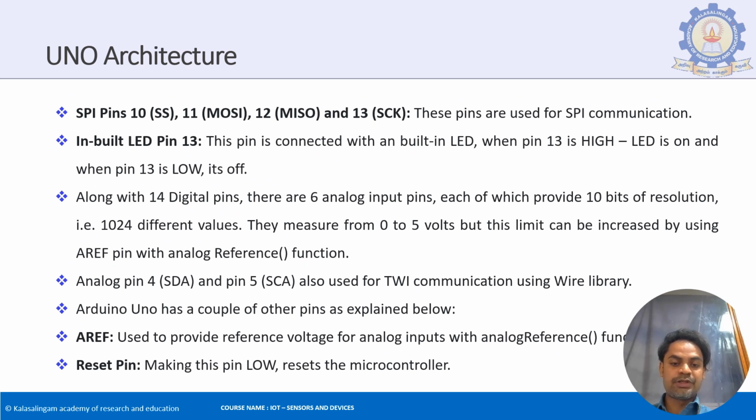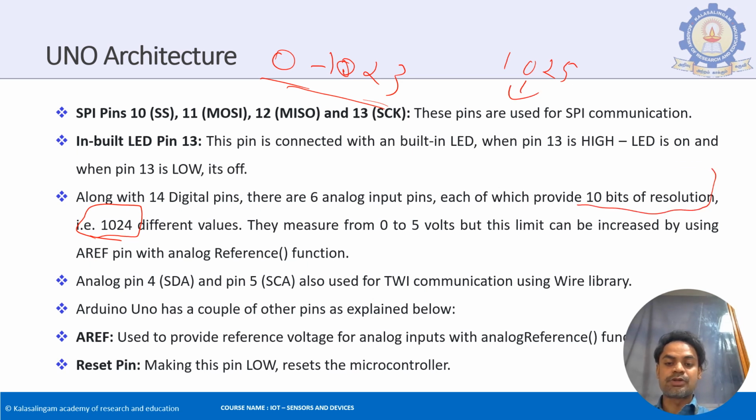When it comes to the analog pins, you should be aware that they will give you only a value of maximum 0 to 1023. These are the only values you can get. Beyond 1024, 1025, all these values are not available because it is having a 10-bit resolution. Please understand that your pins have a 10-bit resolution only. How is 10 related to 1023? You can see that 2 power 10 is equal to 1024, which means it is 1 to 1024. Here it is 0 to 1023.